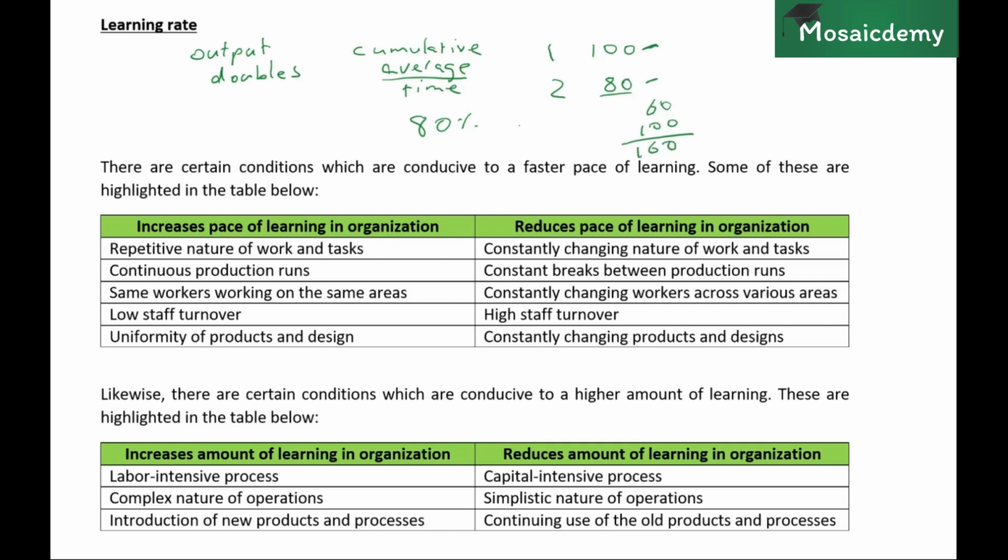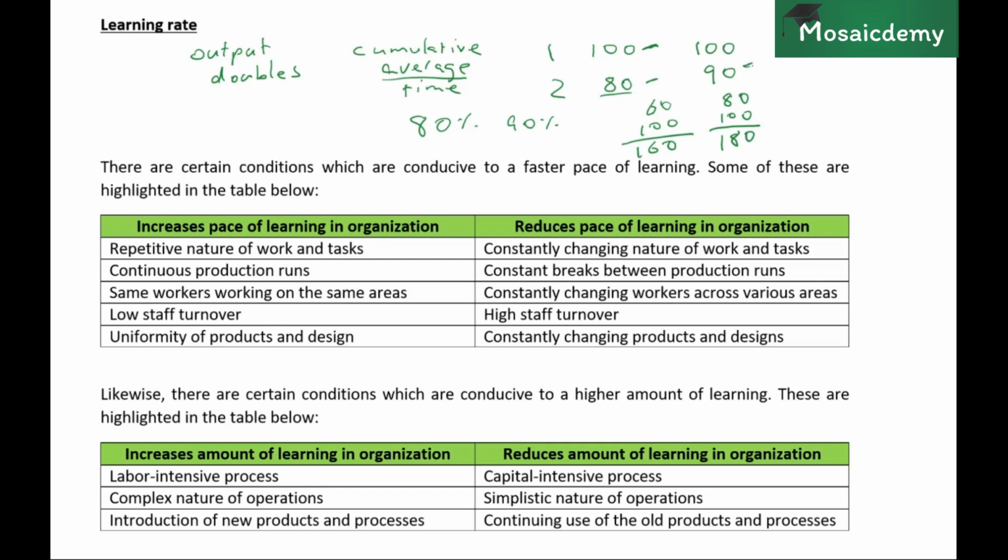Likewise, if the learning rate was 90%, for example, that means if the first unit took 100 hours to produce, the first 2 units on average took 90 hours to produce, meaning the second unit took 80 hours plus 100 of the first, 180 divided by 2, we get this average 90.